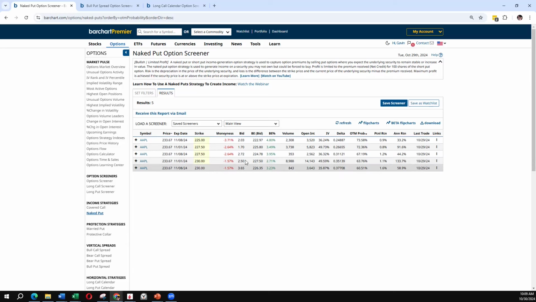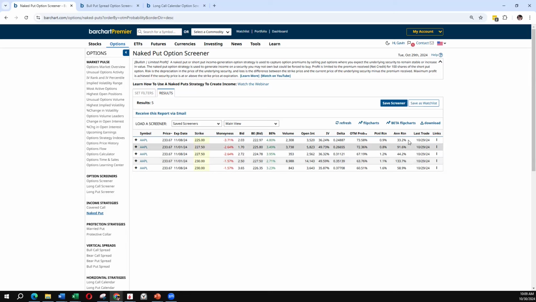So you can see the premium's a little bit lower at 250 compared to 365, which means our net return is a little bit lower, but on an annualized basis, that's a very, very high return. So I'd potentially be looking at this strategy, this strike price, if I was quite aggressive on Apple.